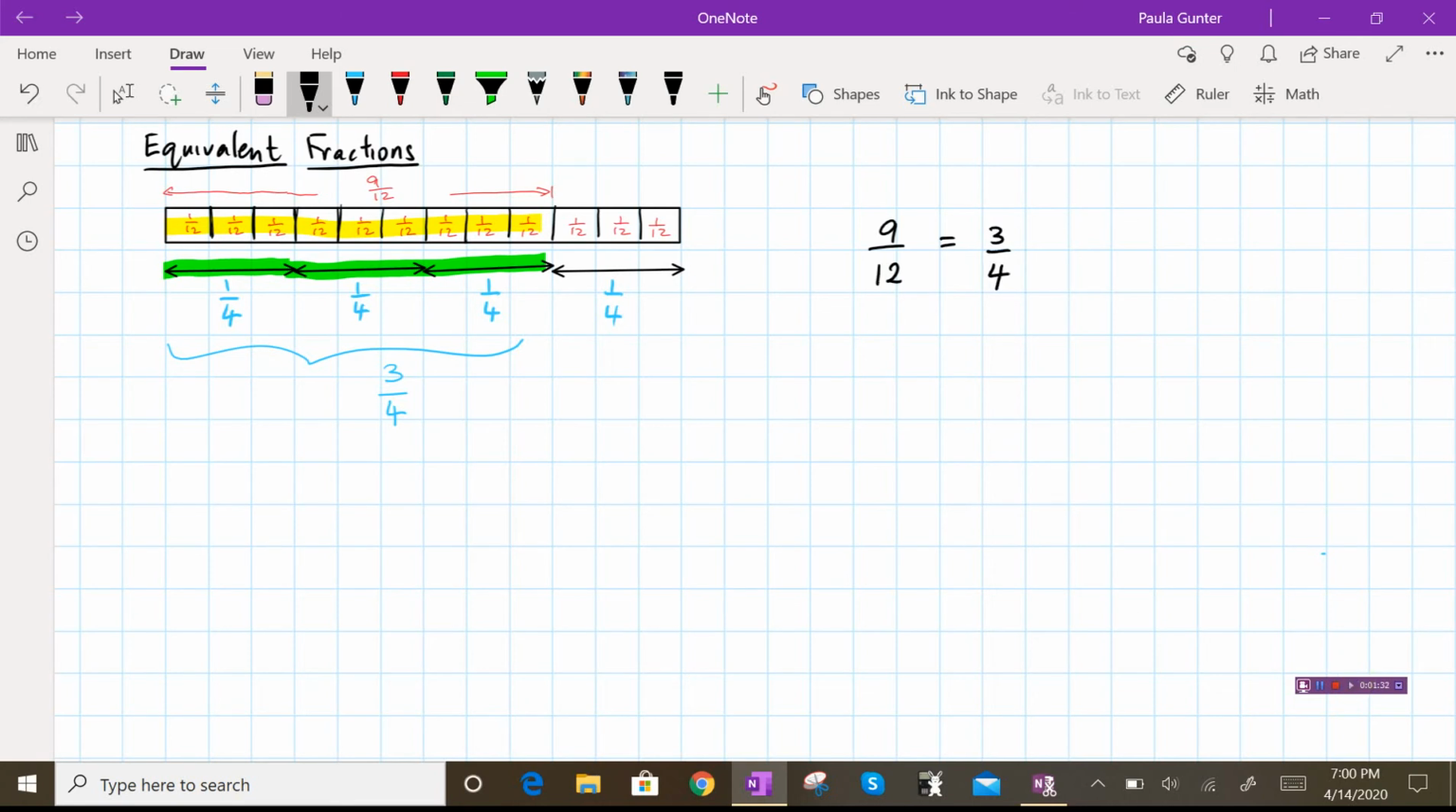Now, how can we convert 9/12 to 3/4 and 3/4 to 9/12? That is, how can we go from one to the other in either direction without pictures? Because drawing these pictures takes a little bit of time, and plus if we had much larger denominators, it really would get annoying. So let's go back to multiplication of fractions.